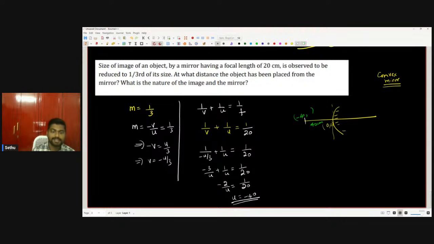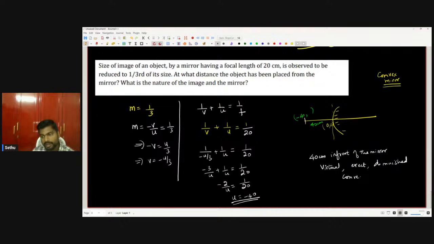Right? So what is the answer? At what distance has the object been placed in front of the mirror? 40 centimeter in front of the mirror. Okay. What is the nature of the image? Nature of the image is virtual, erect, diminished. What is the mirror? The mirror is a convex mirror. Okay, so I hope this idea is clear.